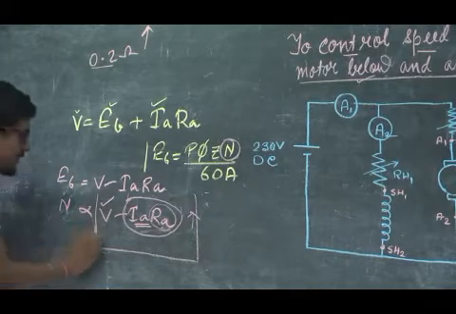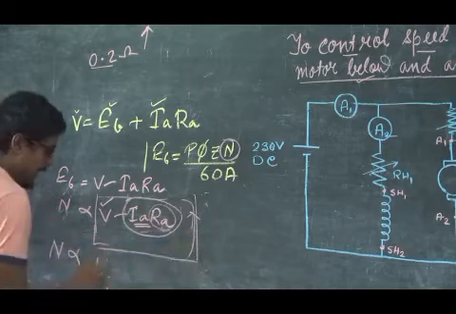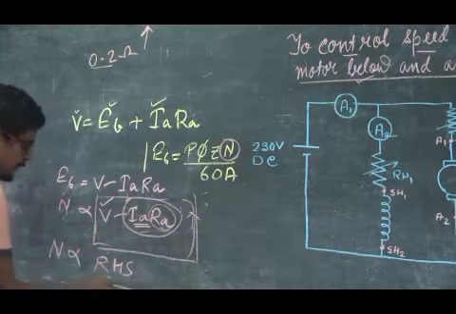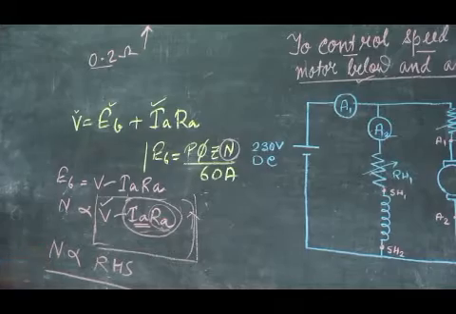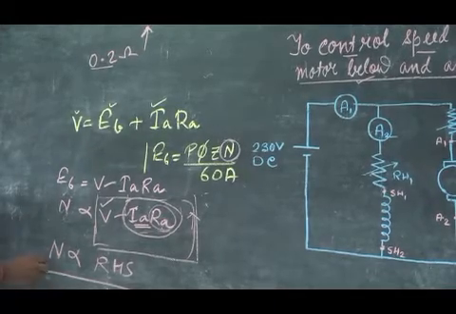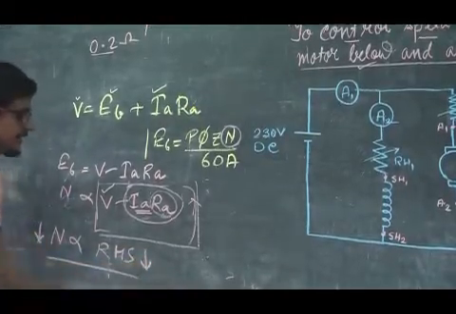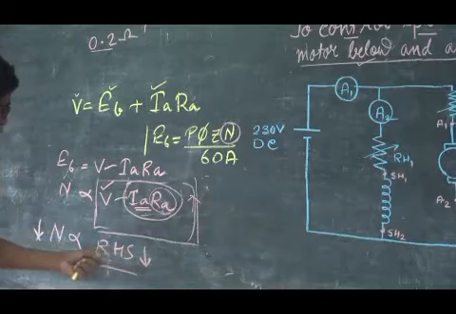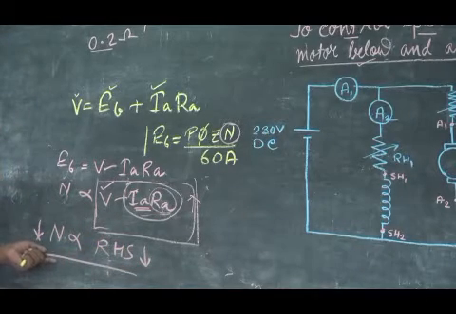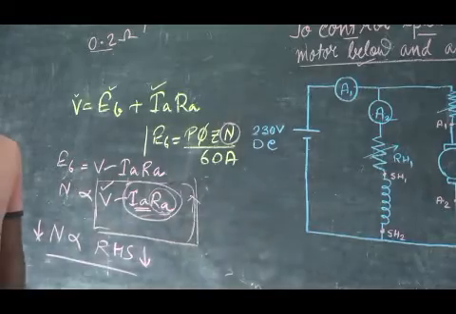Since N is proportional to this right hand side term, it is clear that the speed will decrease as the right hand side term decreases, that is, with the increment of resistance. That means with an increase of resistance, we will find that the speed of the motor will decrease. If it decreases, we need to have a reference point.